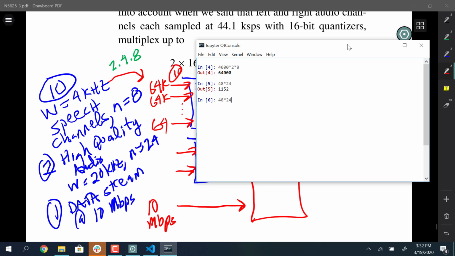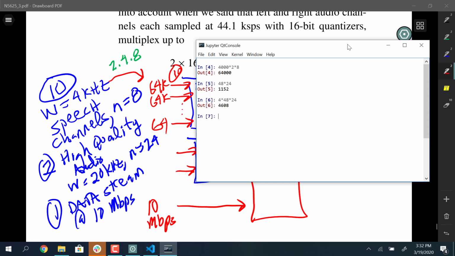But suppose we still wanted to have 24 bits per sample, and suppose we decided to take this up to really high quality studio audio, which would be 196.